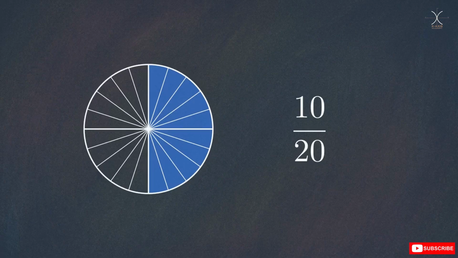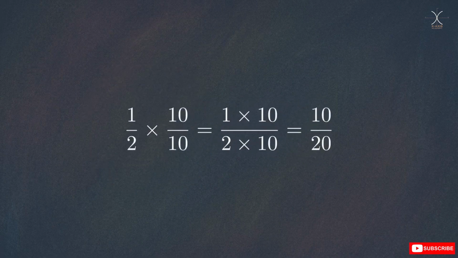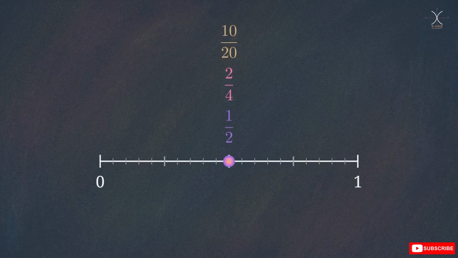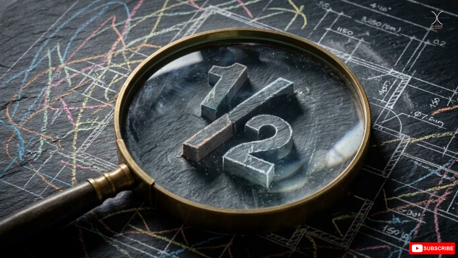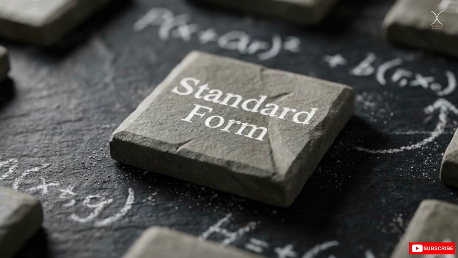We find these equivalent values by multiplying or dividing both the top and the bottom by the same number. This scales the fraction up or down without changing where it actually sits on the number line. Once you know how to scale these numbers, you can easily change how a fraction looks to make it easier to work with. Because there are so many ways to write the same value, mathematicians use something called standard form. This is the simplest, most uniform version of a rational number.